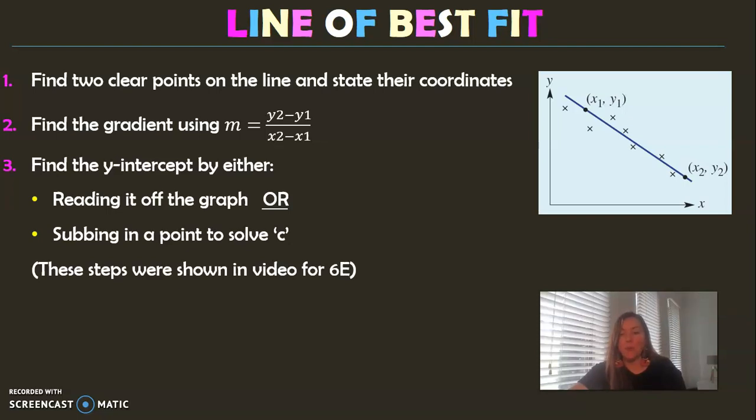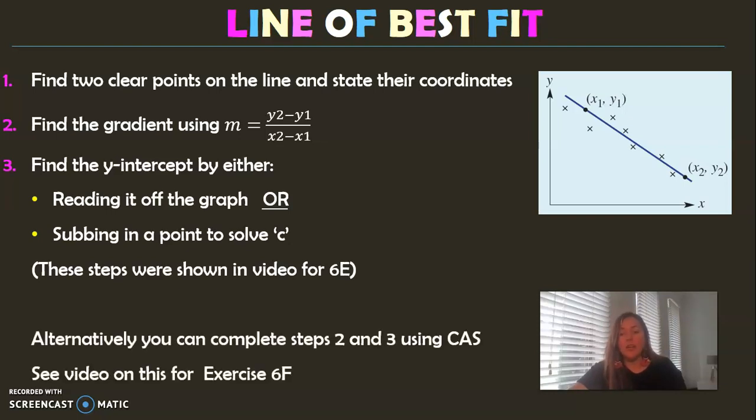You might want to hold off, and if you still don't understand this point, then go back and have a look at 6E. Alternatively, you could be completing steps 2 and 3 using your Casio. Again, that was taught in exercise 6F. If you want to go back and have a look at that, you can, but we will go briefly over it in this lesson. These are all steps that you have taken in previous exercises. We are just now applying them to a line of best fit. Okay, let's keep going.